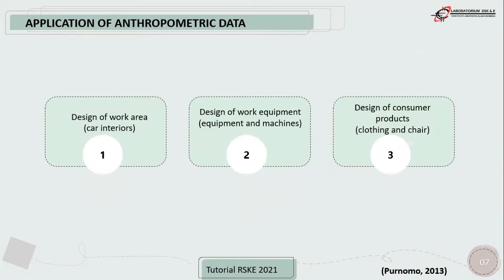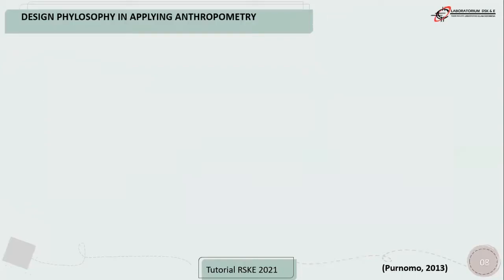Let's move. Okay, these are some applications of anthropometry and hand data. The first is designing the work area, such as workstation, car interior, etc. The second is design of work equipment. The third is consumer products, like clothing, chairs, and so on.